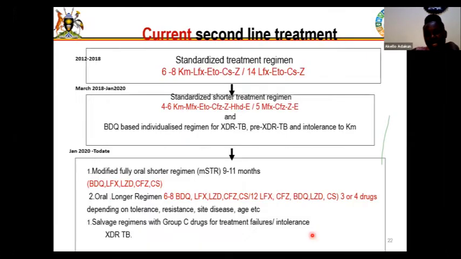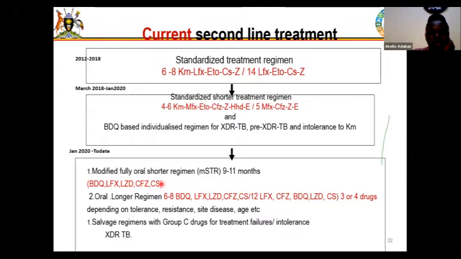So I mentioned the journey that we've come very far from injection-based regimen. There was this 20 months regimen that we used to use. Imagine injections daily for 20 months. And then we evolved to the 9 months regimen. And now we have the modified oral shorter regimen where we use 9 to 11 months of bedaquiline, levofloxacin, linezolid, clofazimine, and cycloserine.